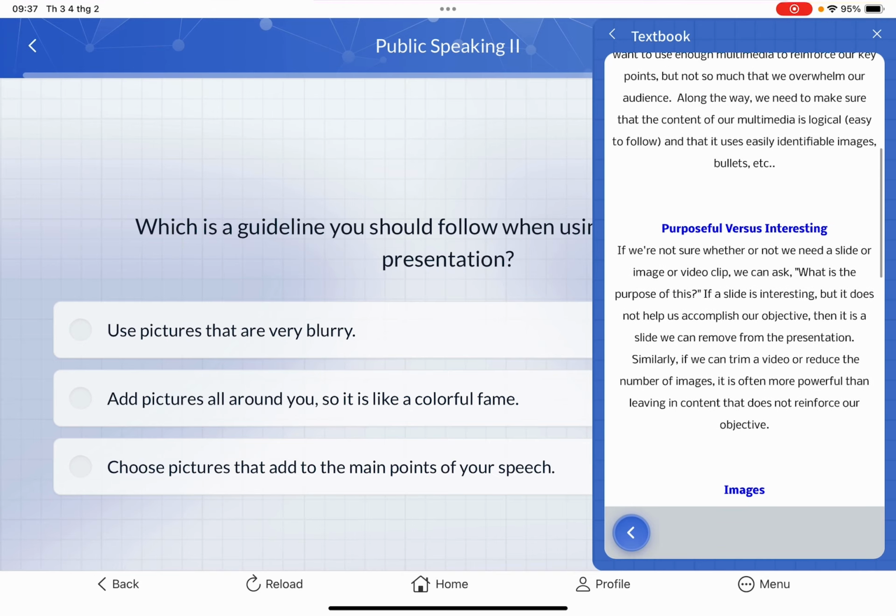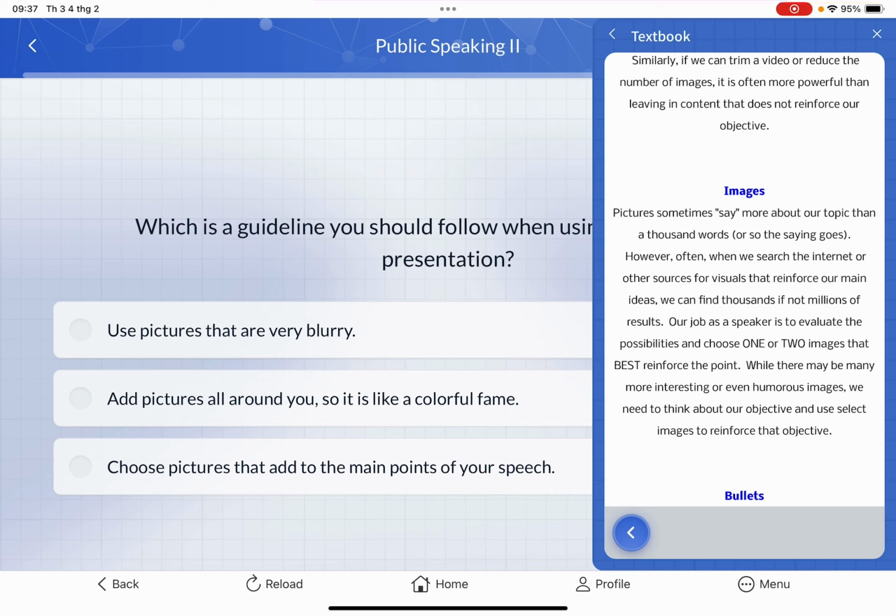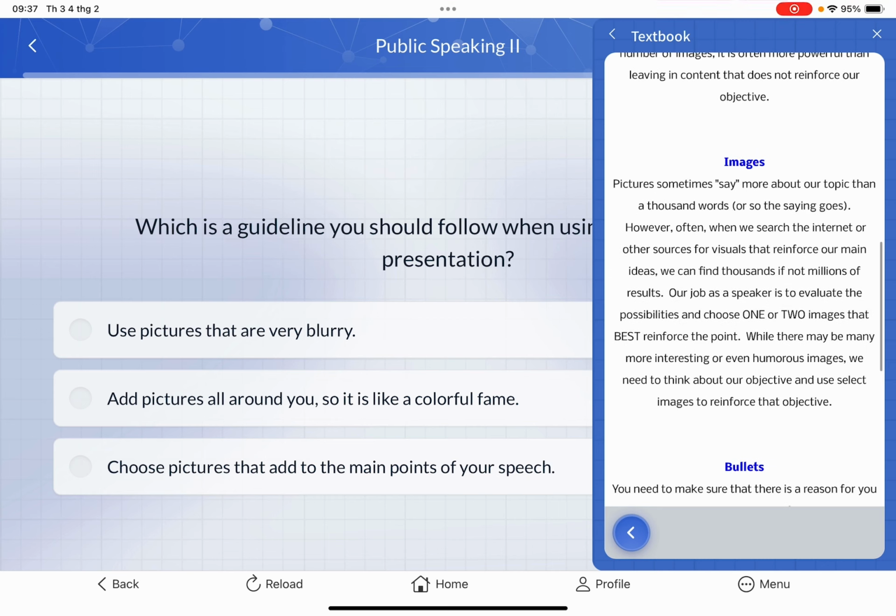Okay, with a slide we can do that. But okay, a lot of people would do a slideshow. That's the most common thing, but we can also use images. Yes, we can also use images. A picture sometimes says more about our topic than 1,000 words, or so the saying goes. However, often when we search the internet or other sources for visuals that reinforce our main idea, we can find thousands, if not millions, of results.